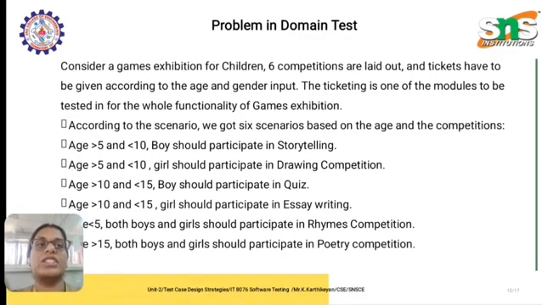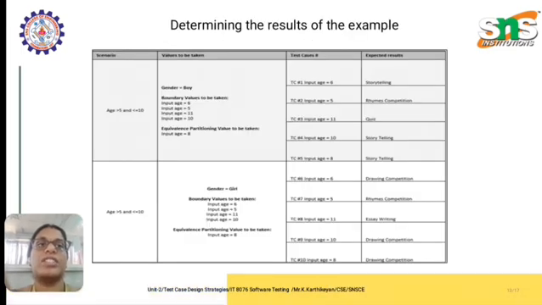This is a given problem which is going to be performed for domain testing. They have considered the age group of 6, and the competitions and the tickets are given based upon the age factor. This is an example of domain testing. First is the scenario, next the values and the total number of test cases, and the expected result is given. Once the testing is completed, the actual result will also be provided.